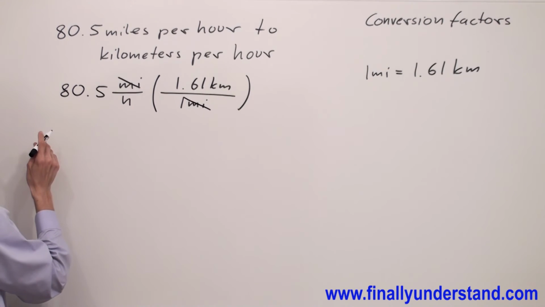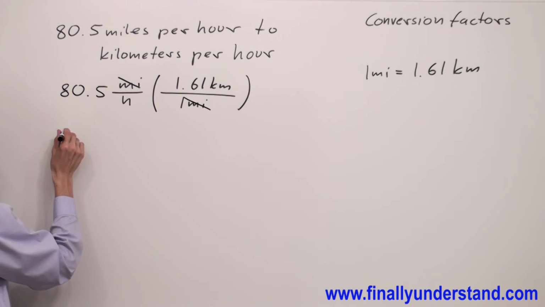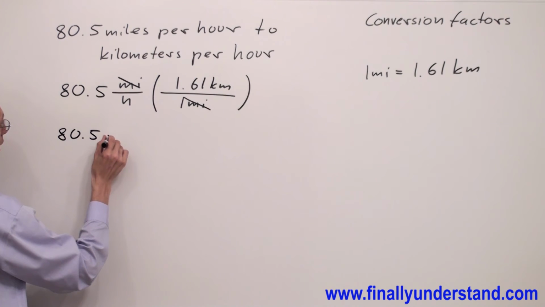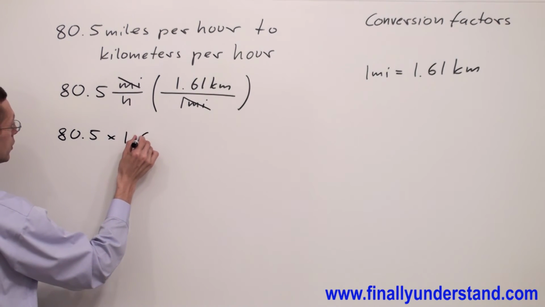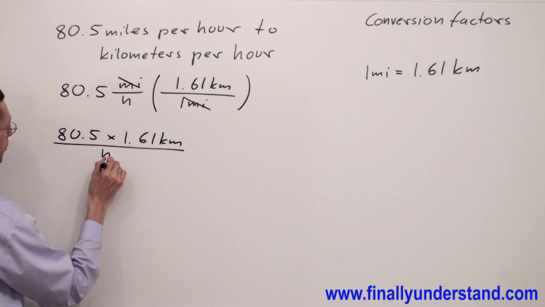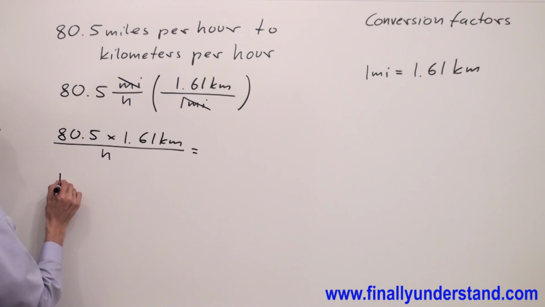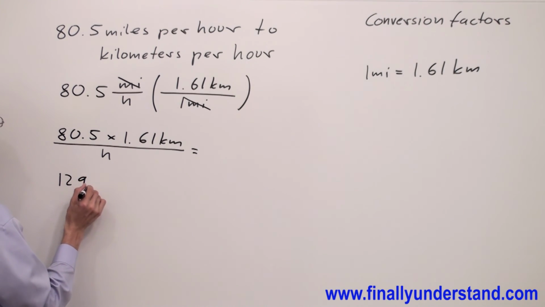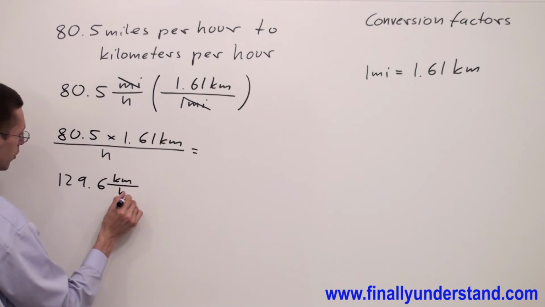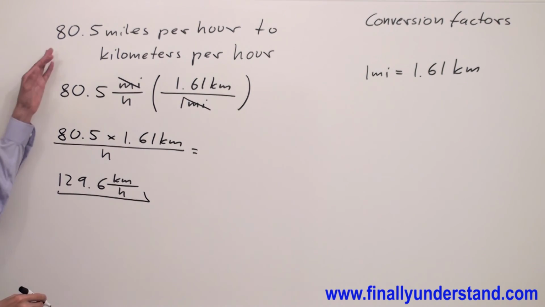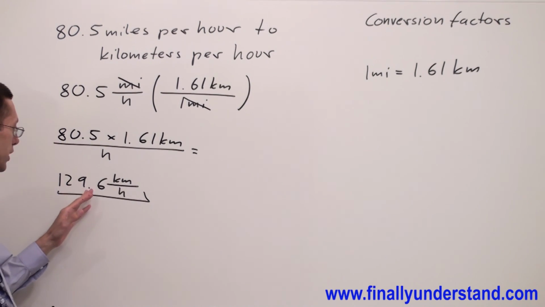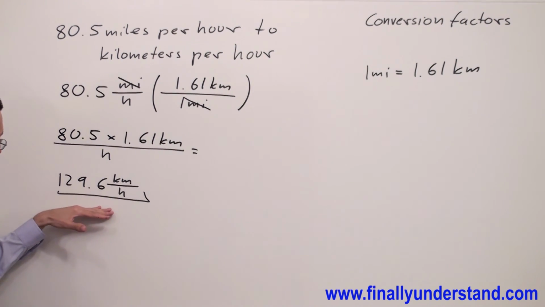Next, I'm supposed to perform the multiplication, and I'm going to have 80.5 times 1.61 kilometers over hour. This is equal to 129.6 kilometers per hour. In other words, 80.5 miles per hour is equivalent to 129.6 kilometers per hour. This is the solution to my problem.